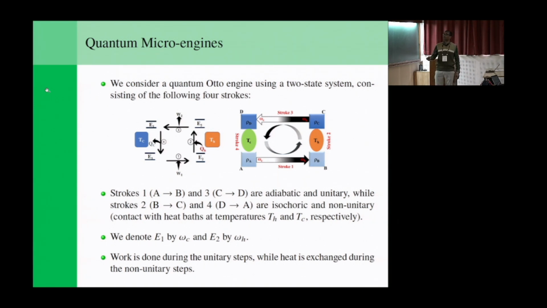Okay, and the work is done during these unitary steps because there is a change in the energy levels, whereas there is no exchange with the surrounding environment. And heat is exchanged during these isochoric steps because the energy gap remains the same, whereas there is some energy exchange with the environment.